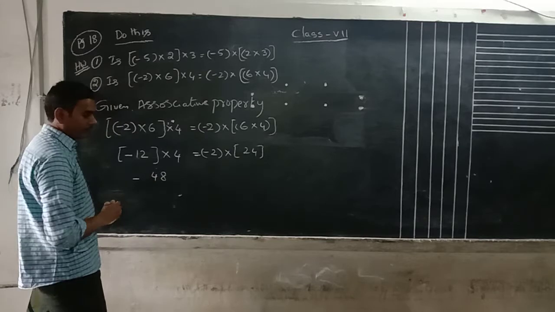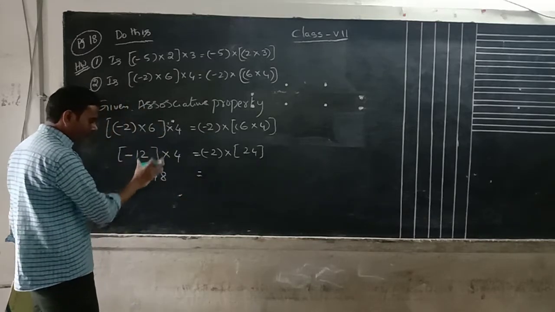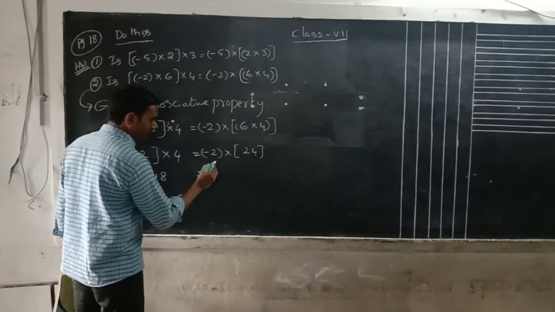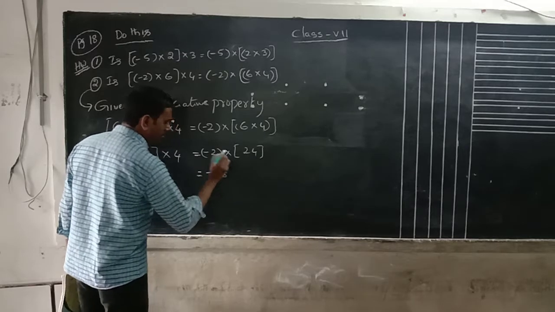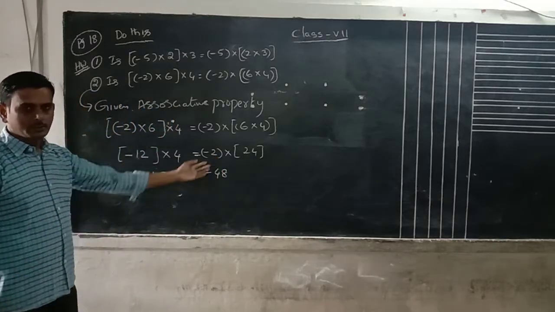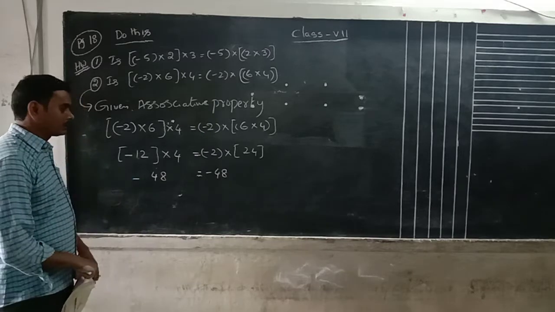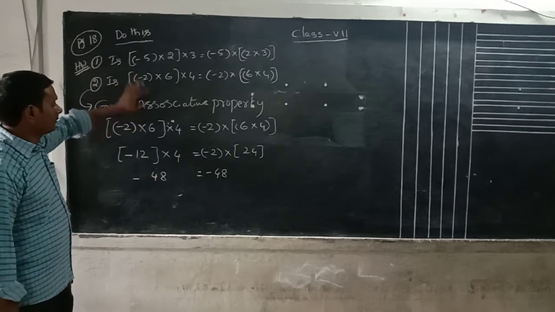If you want to complete this one first, we can do that later, no problem. Minus 2 into 24: minus into plus is minus 48. Both are equal, we got 48. If you are not getting equal, then not equal you have to place. This is the answer. Follow this one, complete this one.